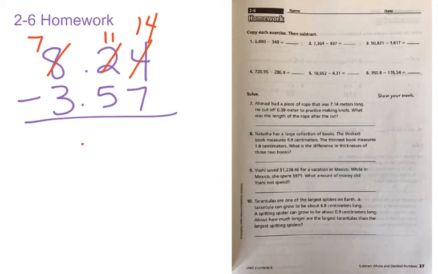I like to bring that down right away all the time. 14 minus 7 is 7, 11 minus 5 is 6, and 7 minus 3 is 4. So our answer is 4 and 67 hundredths.